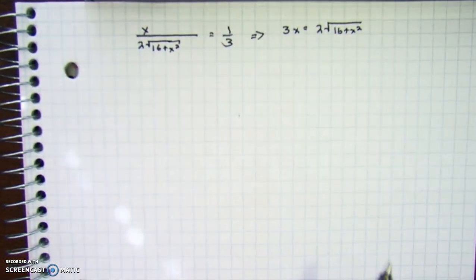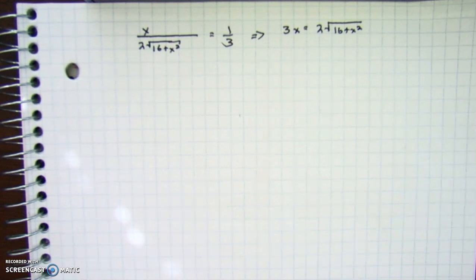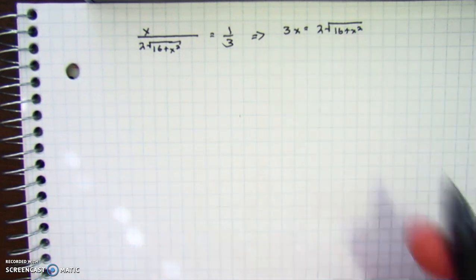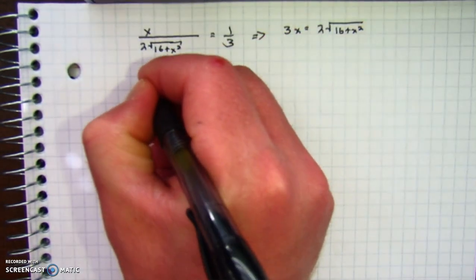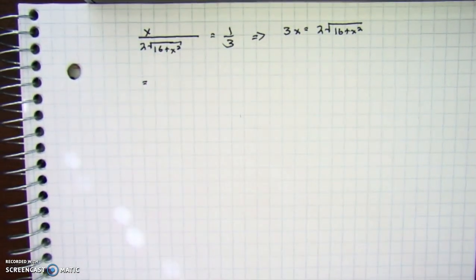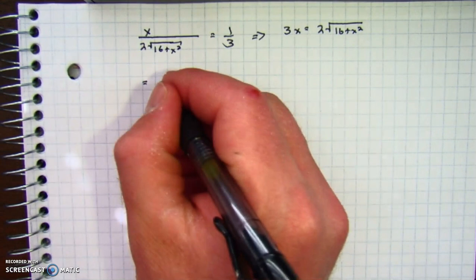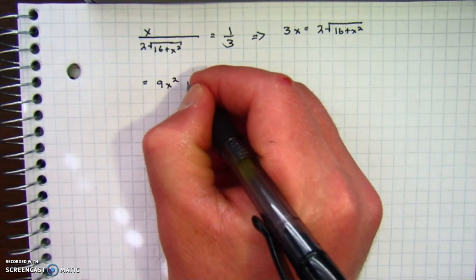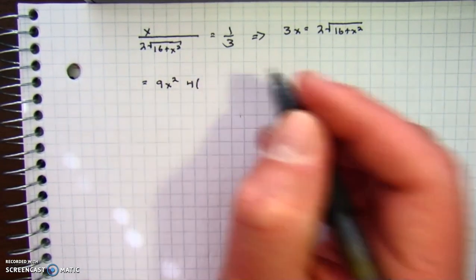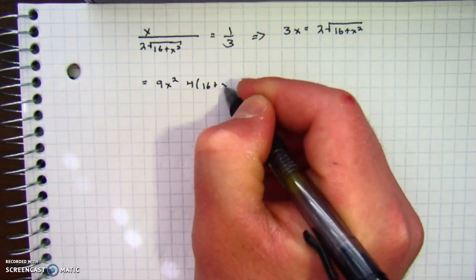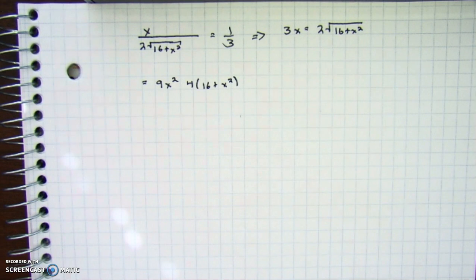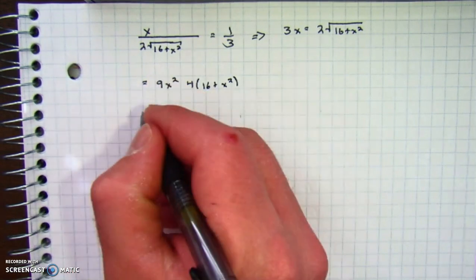All right, and let's see. Well, let's square both sides now. This is going to be a good time to square both sides so I can get rid of that. So that's going to give me, there we go. So on this side, I'm going to get 9x squared. And on this side, I'm going to get 4 times 16 plus x squared. All right. So let's go ahead and multiply.